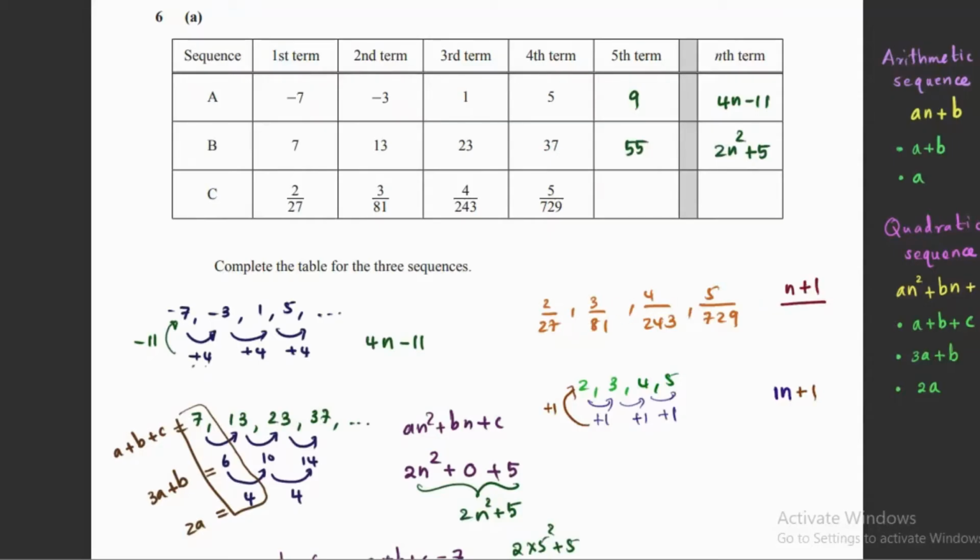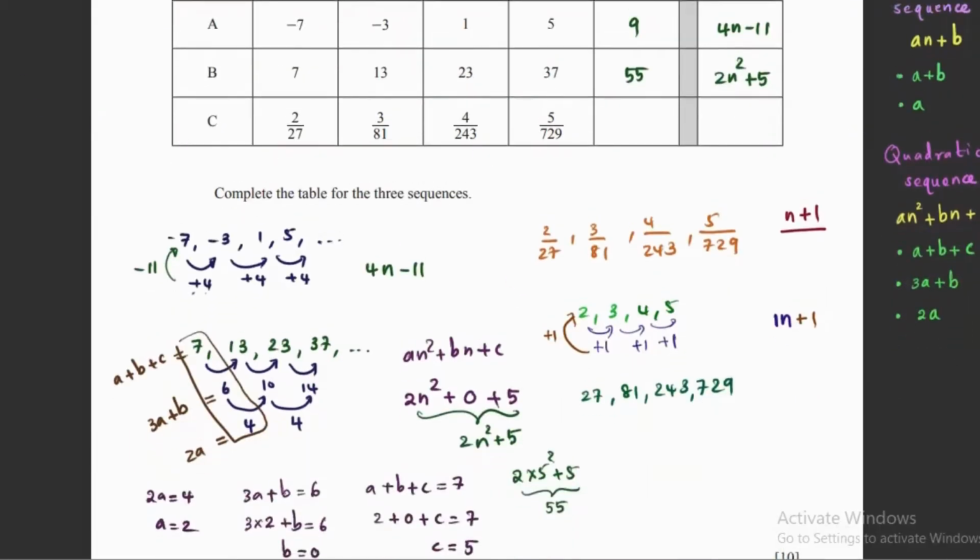Now we do the same thing for the denominator as well. The denominators that we have in this sequence are 27, 81, 243, 729. In this case, the sequence does not increase by a fixed value each time. It gets increased by multiplying by a certain amount each time. So this has to be multiplied by 3 each time. When 27 is multiplied by 3, we get 81. 81 times 3 is 243. 243 times 3 is 729.